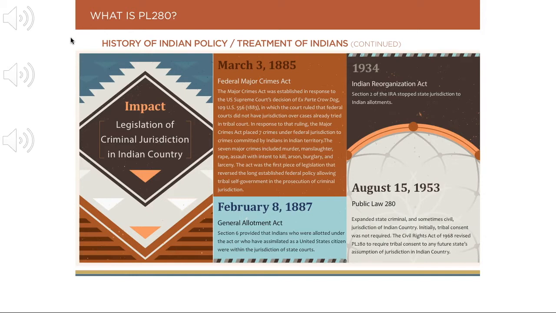In 1887, the General Allotment Act was passed, which provided that Indians who were allotted under the act or who had assimilated as a United States citizen were within the jurisdiction of state courts.